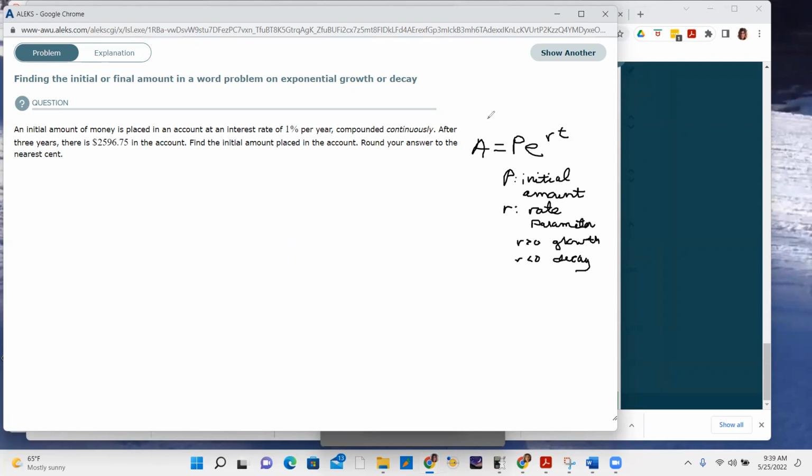So now for one of these money problems. Again, same thing. When the interest is compounded continuously, we use the same exact formula, as opposed to compounded quarterly or annually or monthly or whatever. When something changes continuously, we always end up with this formula.